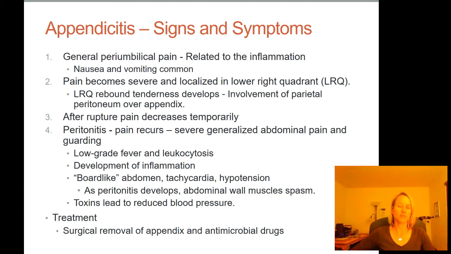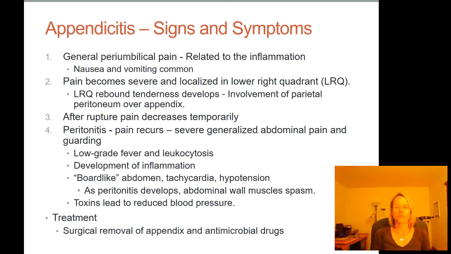We can also often see a classic sign, although my husband did not have this, which is lower right quadrant rebound tenderness, and that's where you press in the lower right quadrant, and then when you let go, you get more pain when it rebounds. And this indicates involvement of the parietal peritoneum, which is over the appendix.